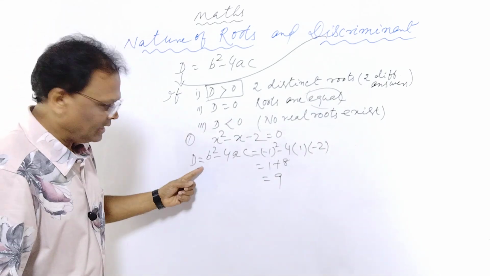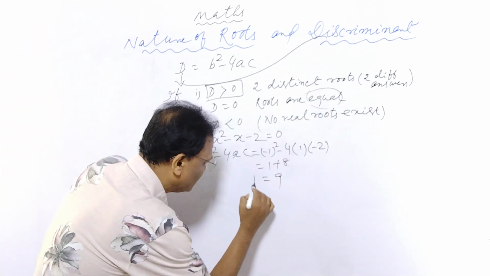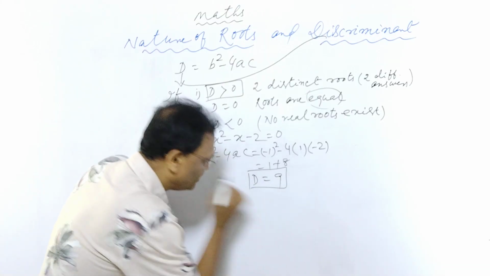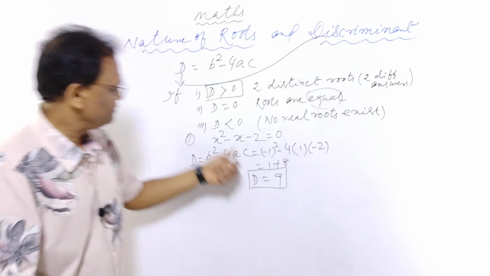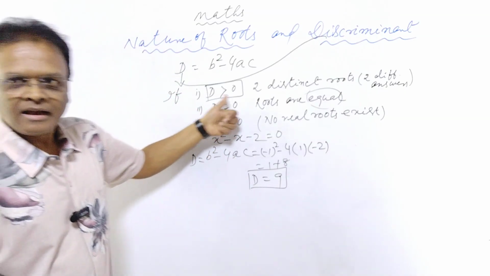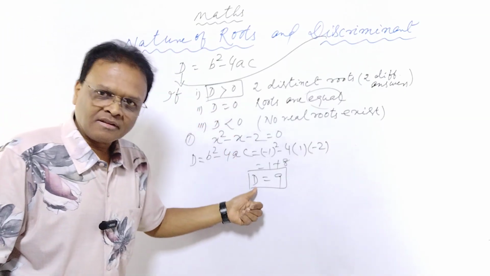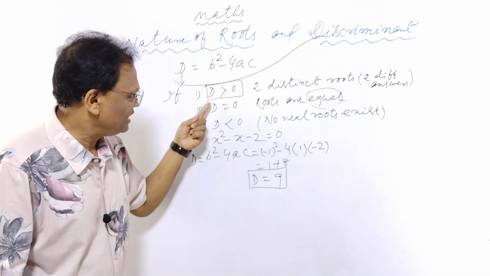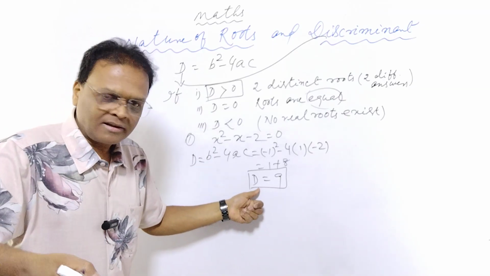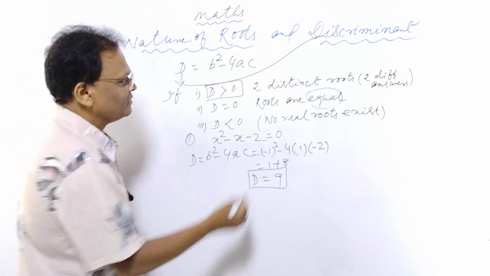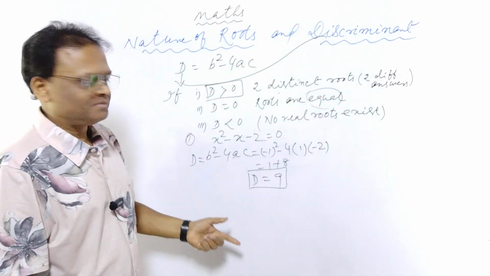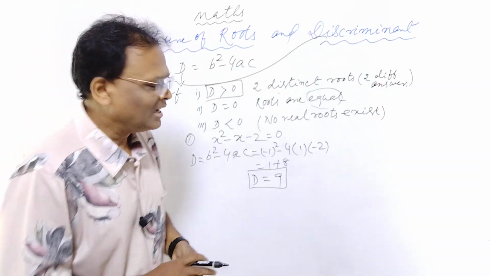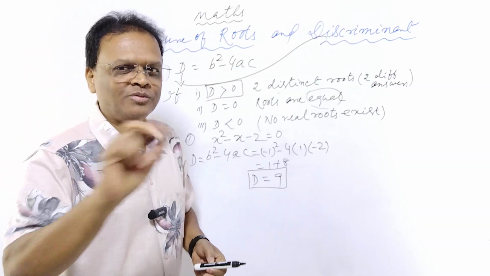Got it? D. What is D? I got D equals 9. What is the value of D? 9. Is this 9 greater than 0? D greater than 0, I think this is the first one. The value of D is greater than 0. So what would be the nature? Two distinct roots. That means if I factorize this one, if I find the roots, I'll get two different zeros.